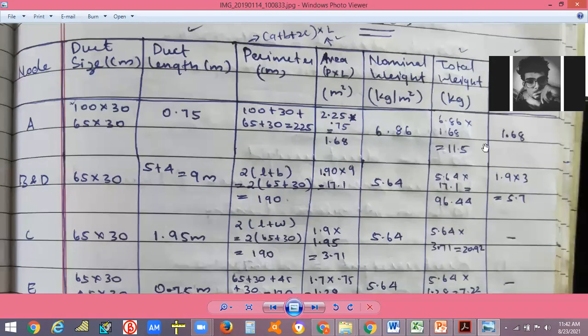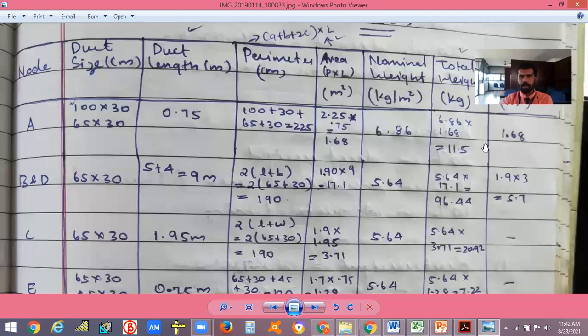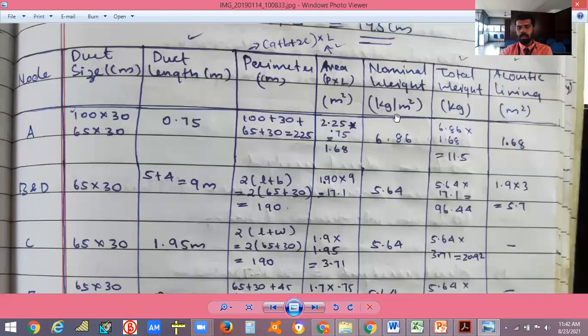The next column is shown. What is the nominal weight, or normal weight? Whatever the name, it is written as 6.86 kilogram per meter square. How do we know that this is 6.86? So you have another listing, right?